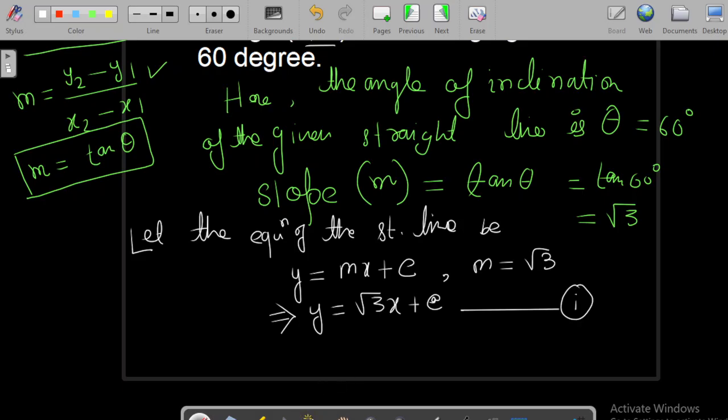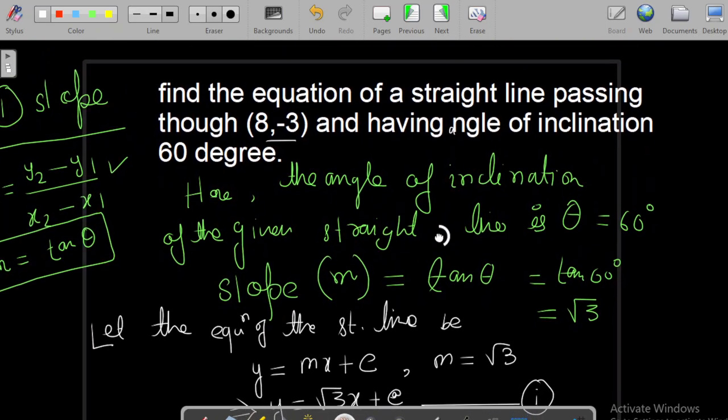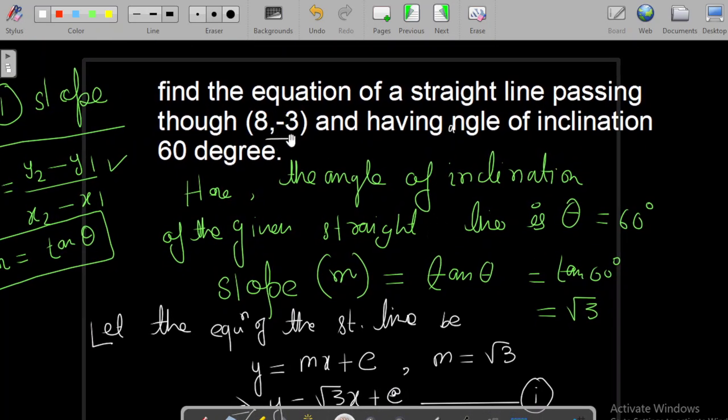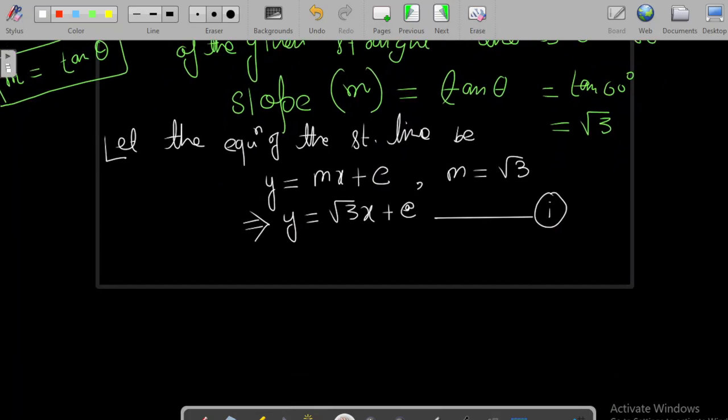Now we don't know this c. So how to find out c? Like in the previous question, in order to find c, you have to find a point through which the straight line passes. Here in the question it is given 8 comma minus 3. So the straight line passes through 8 comma minus 3. We have to write that.